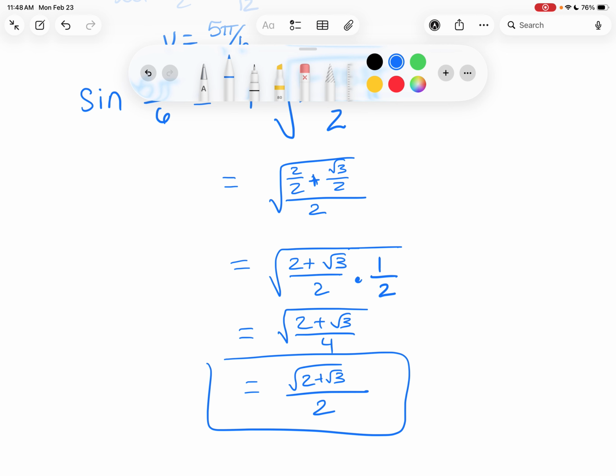Now, you may also see the book do this as the answer. I don't know why they do this. I mean, I kind of do, but I also kind of don't. It's the same thing. I would just leave it here, but I'm just letting you know for the purposes of checking that they sometimes go to here.